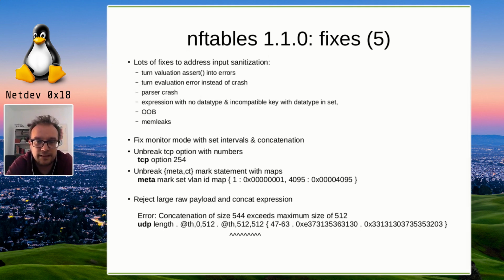This fix is also related to byte order issues. Note that VLAN ID is a field, and this field is stored in network byte order, and meta mark is in host byte order. So basically, it was missing a byte order swap. So many byte order swap fixes in this release.